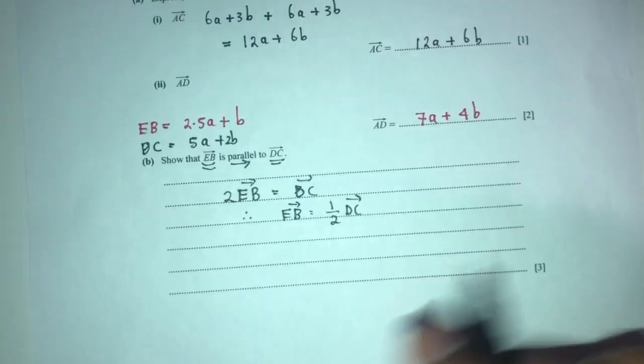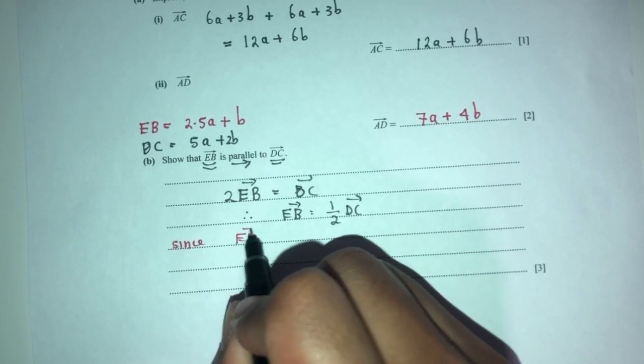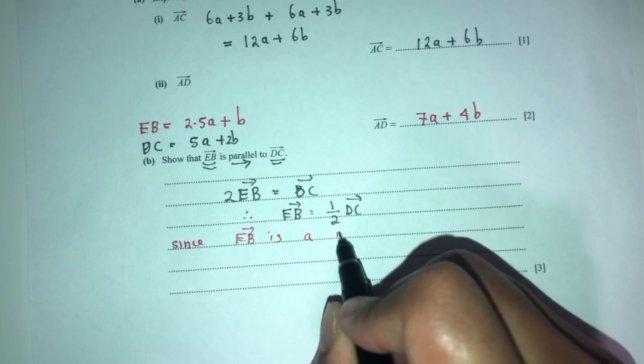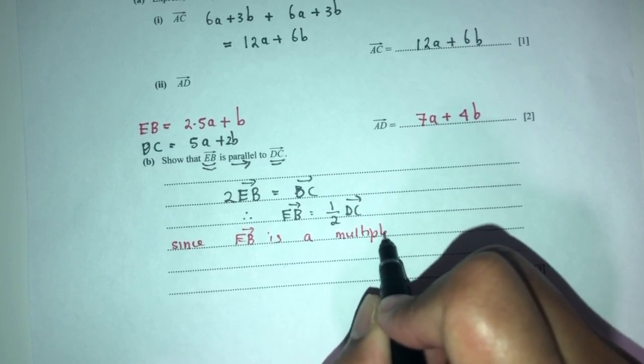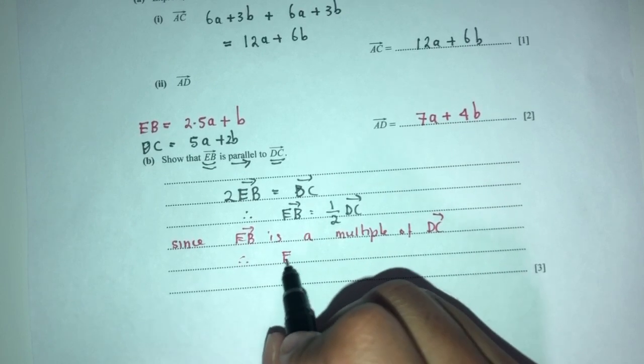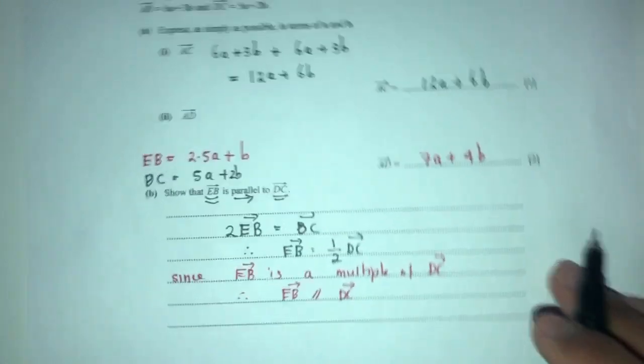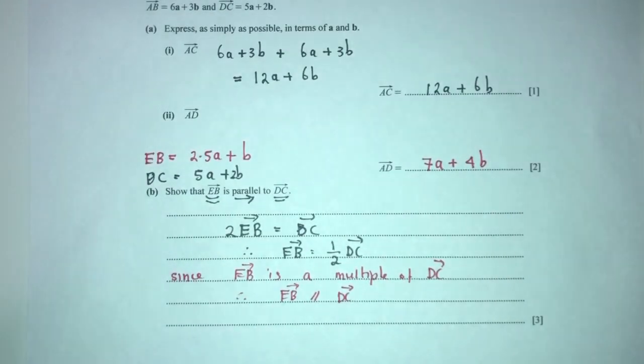Now you can write, since EB is a multiple of DC, we confirm that EB is in the same direction as DC. So the idea is to prove that it is a multiple of each other. Once you prove that, we can confirm that these two vectors are indeed parallel. That's the idea behind these questions.